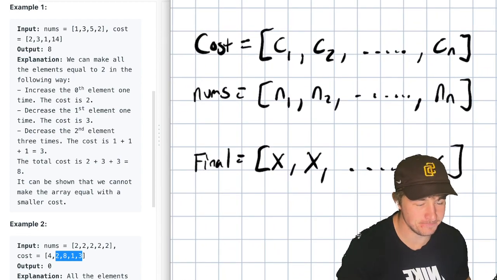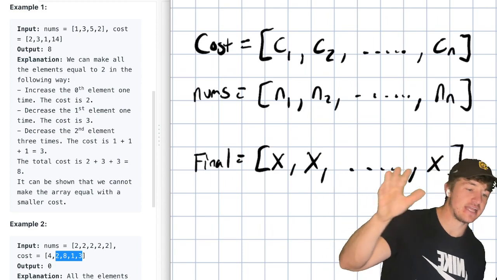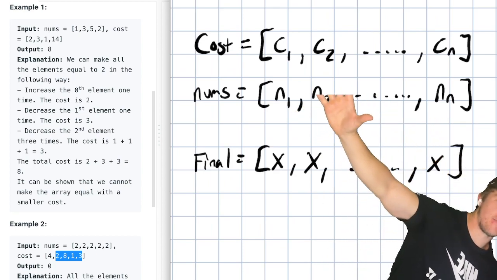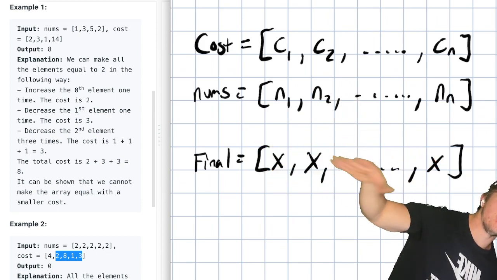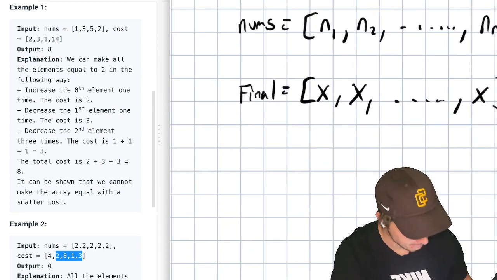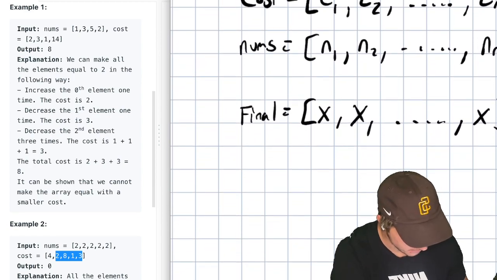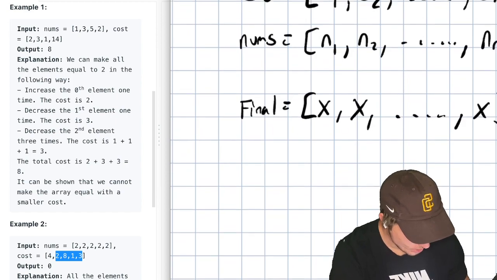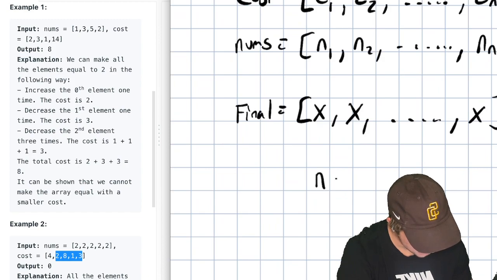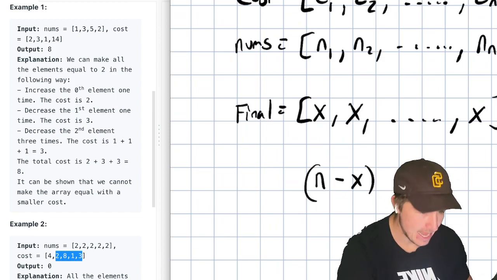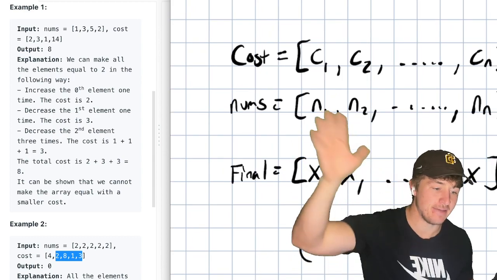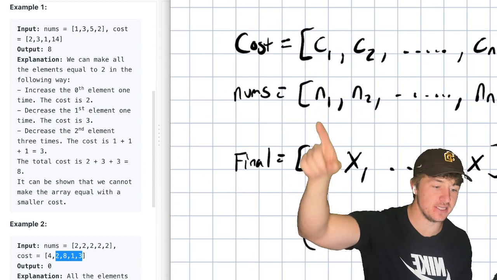So at the end, everything's going to be the same value x, right? We have the nums that we started with. We have the cost of each operation. And then for some x value, there's going to be a total cost of changing all these things, right? Okay. So what is that cost? Well, I have to get my nums value to x, right? How many times am I going to have to decrease or increase nums? That's nums minus x, right?